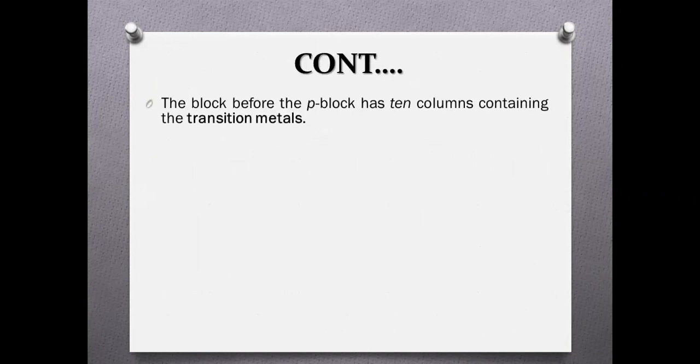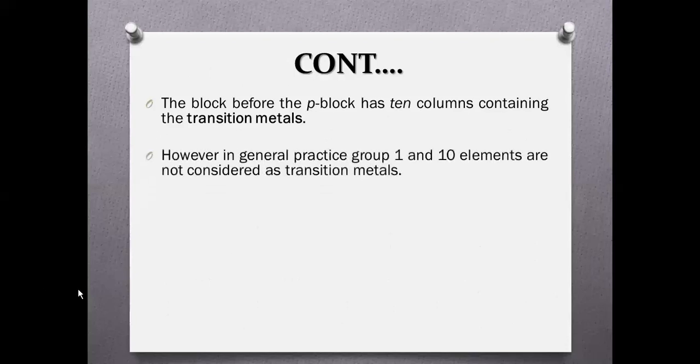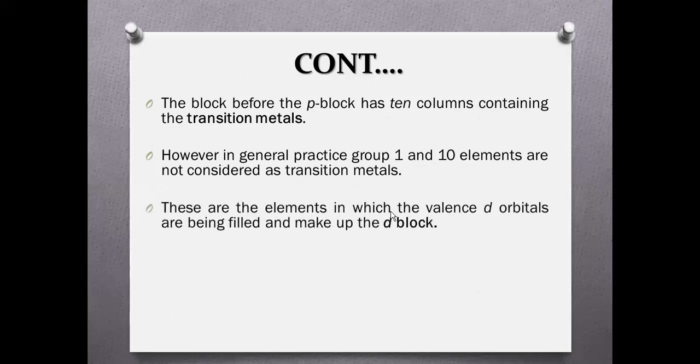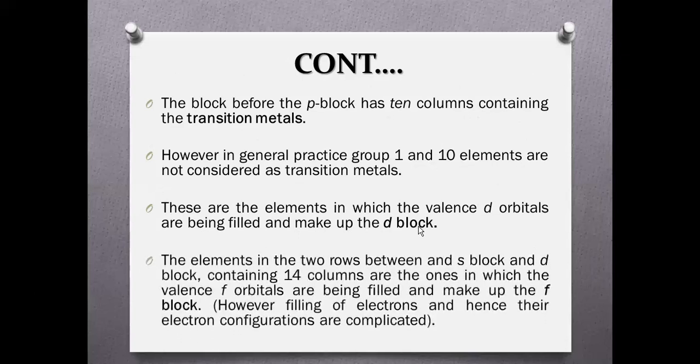So the block before, you can see the 10 columns containing those are the transition metals, I said. Are they? They are what? The general practice is group 1 to 10 elements are not considered as transition metals. However, these are the elements in which the valency d electrons are being filled, making up the D block elements. This is what we are calling the D block.